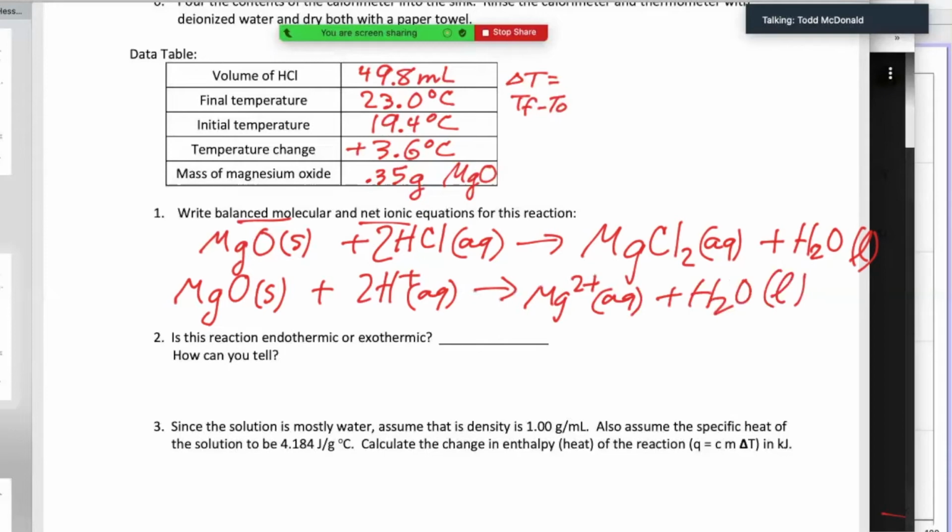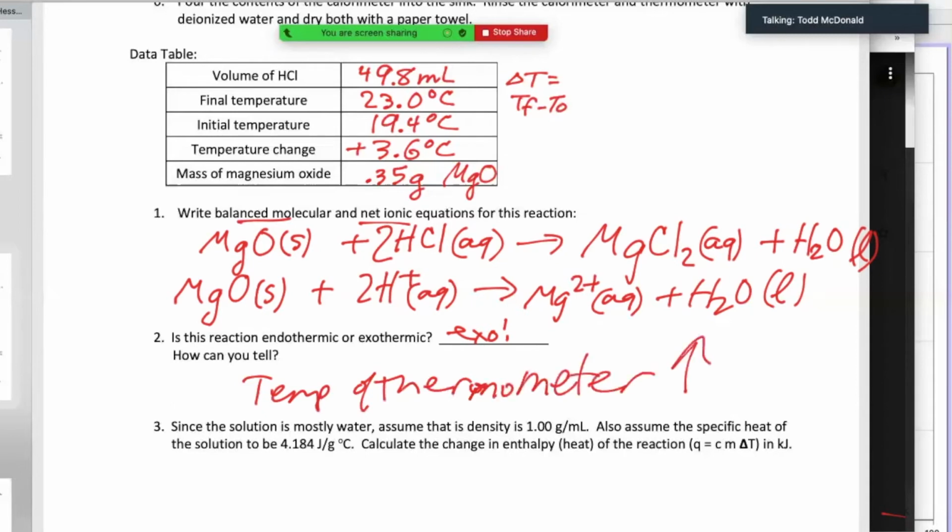Is this reaction endo or exothermic? It is exo. How do we know it's exo? Because the temperature of the thermometer increased. Remember, the thermometer is always part of the surroundings. So since the surroundings temperature went up, the system must have been given off energy, right?